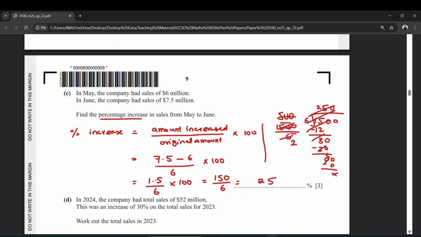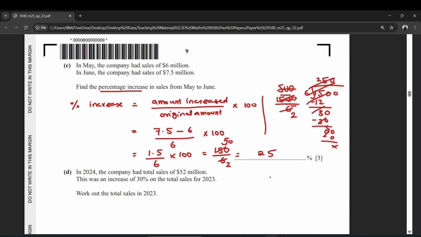Okay, so this is 1.5 divided by 6 multiplied by 100. That gives us 150 over 6, and that should give us 25. So if I were to just quickly do this as well, if I divide them by 3, I'm going to get 2, and over here I'm going to get 50, right? Then 50 divided by 2, that will be 25%.